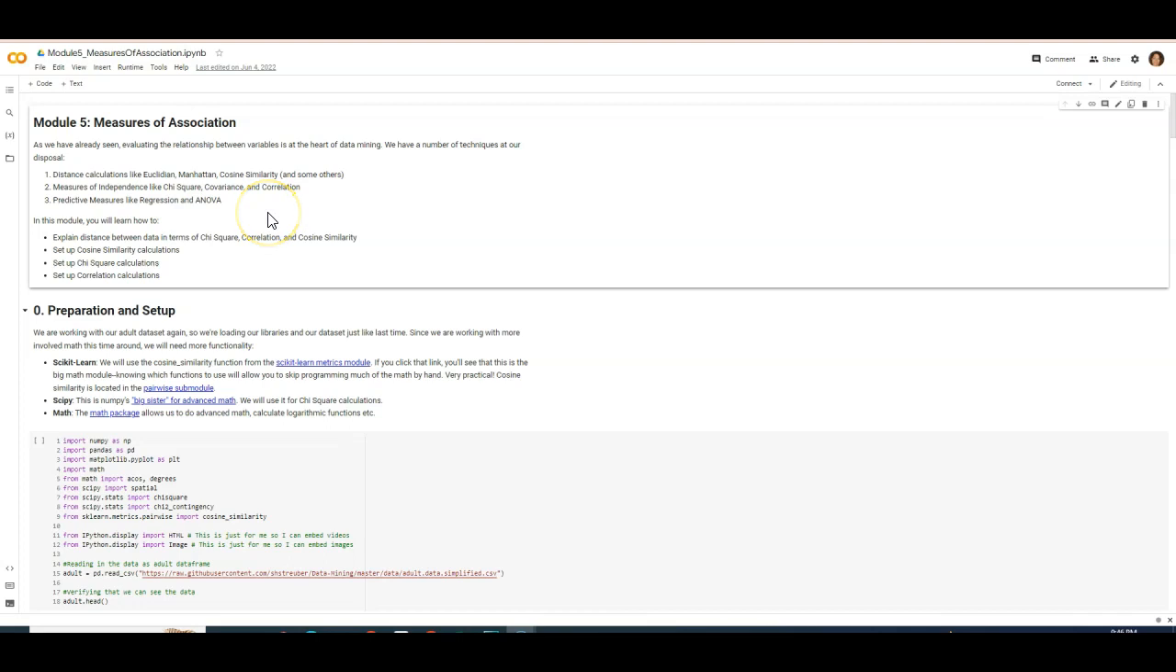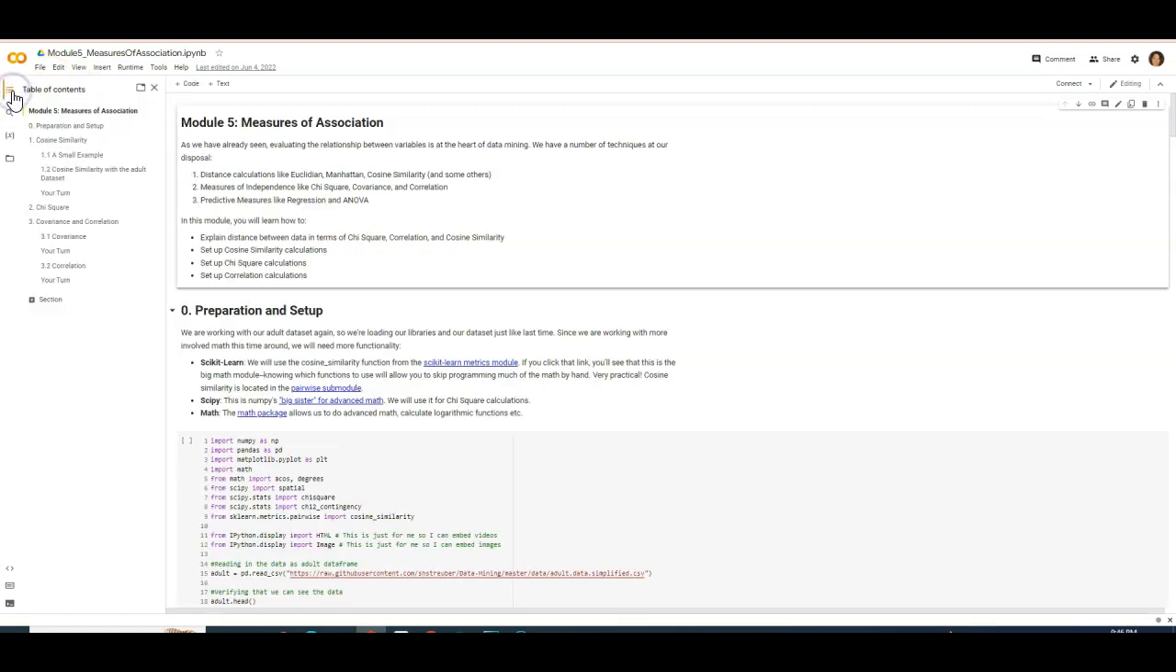Hi everyone, and welcome to our walkthrough of Module 5, Measures of Association. Evaluating the relationship between variables is one of the basic techniques in data mining. We have a few methods at our disposal, such as distance calculations, measures of independence, and predictive measures. And in this module here, we will learn how to explain distance between data in terms of chi-square, correlation, and cosine similarity.